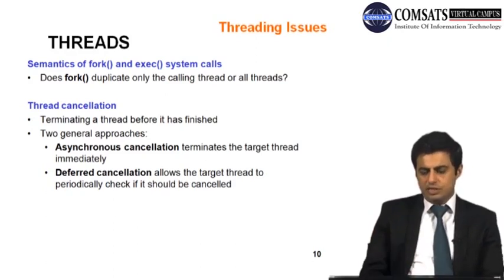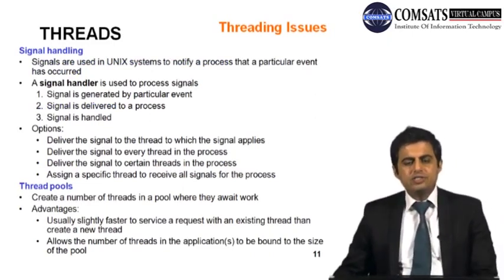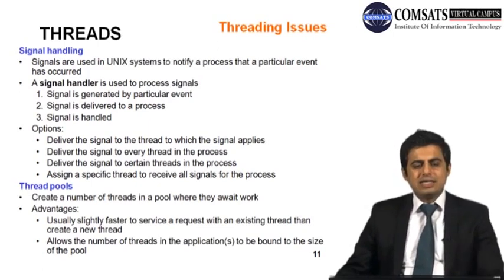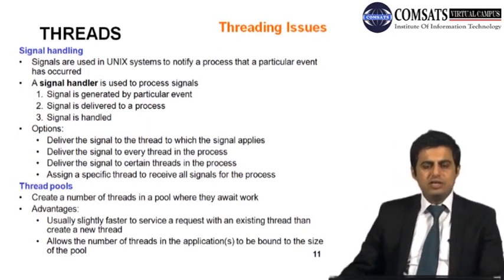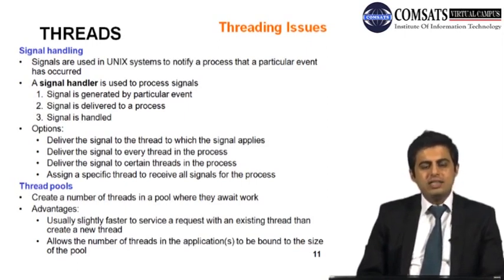तो ये दो approaches हैं जो कि cancellation के लिए use होती हैं. In threading issues, we have got signal handling as well, which is done in the Unix operating system. Signals are used to notify a process that a particular event has occurred. A single handler is used to process signals. So what happens is a signal is generated by a particular event, the signal is delivered to a process, and then it is handled. So these are the three steps which happen when a signal handler is trying to handle a thread.